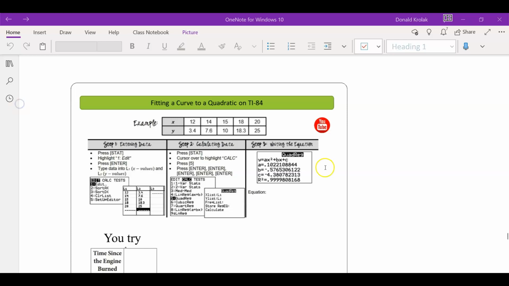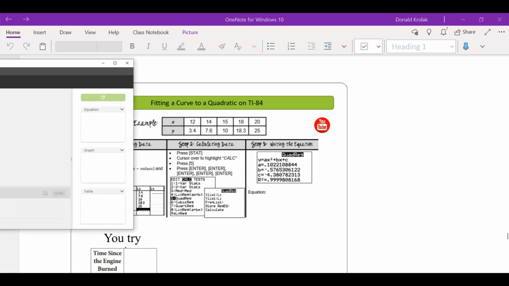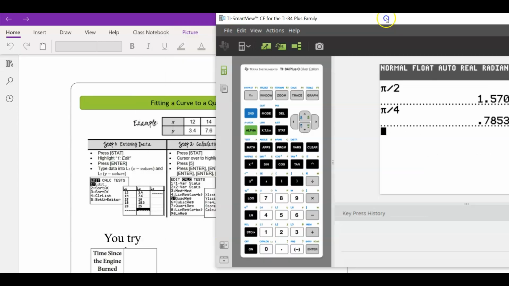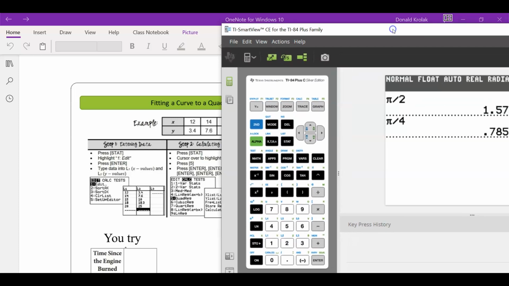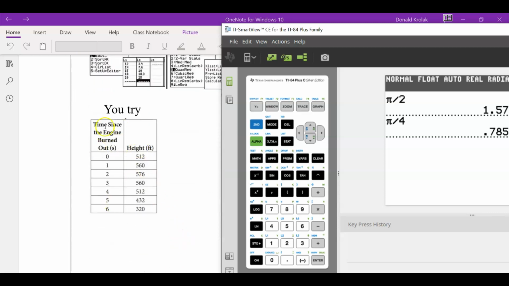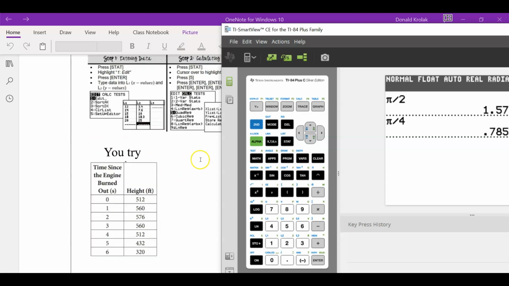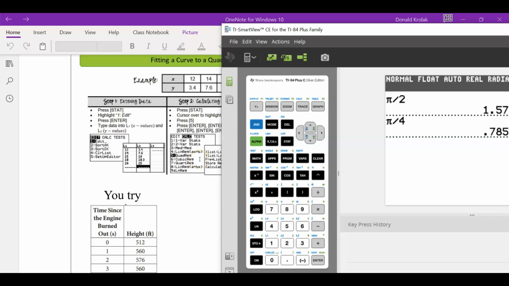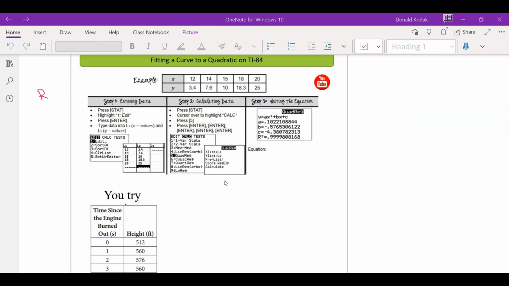All right, so you're going to turn on your TI-84. And we're going to go through this from yesterday to create an equation. So we're going to use these numbers right here about the engine. To do this on your calculator, this is called quadratic regression. Regression just means you're fitting a curve to the data.